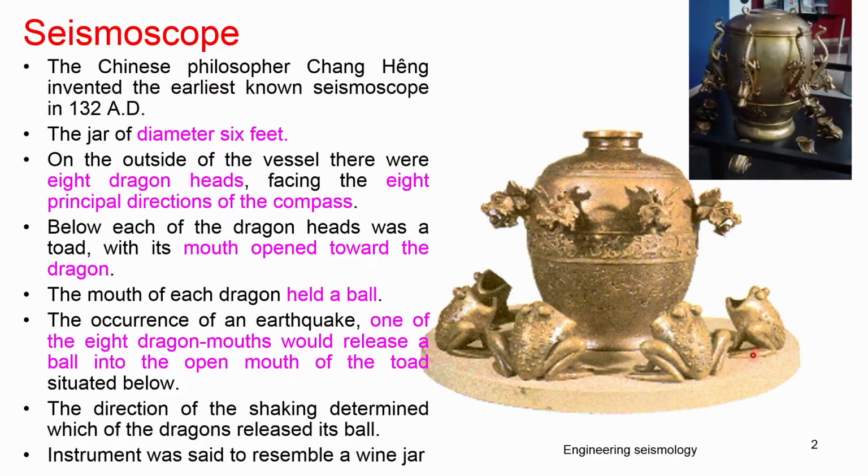Below them there are 8 toads. This is basically a metallic instrument which shows seismic events anywhere in the nearby area, up to close to 400 miles. If any seismic event takes place, the dragon in that particular direction will drop a ball. So you can see that this seismoscope more or less tried to predict an earthquake, only the time it gives may be short. Generally earthquakes happen anywhere from 0 to 400 miles, and this can detect it and immediately drop a ball.